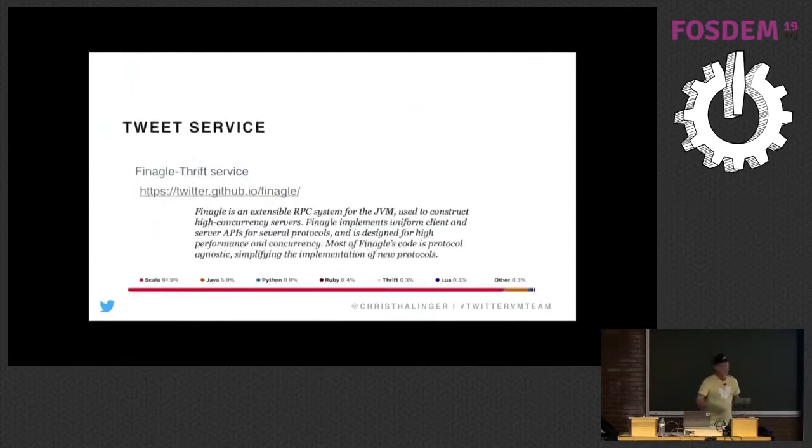The tweet service is basically reading and writing tweets. It's built on Finagle. It's an open source framework that we developed, and you can get it on GitHub if you want. It's an extensible RPC system for the JVM used to construct high concurrency servers, blah, blah, blah. I have no idea what it is. But the most important part is it's 92% written in Scala. And Graal can handle Scala very well because Scala allocates a lot of temporary objects, and Graal's inlining and escape analysis are just better than what C2 has, and that's why we can reduce the memory allocation rate, reduce GC cycles, reduce CPU utilization, and so on.